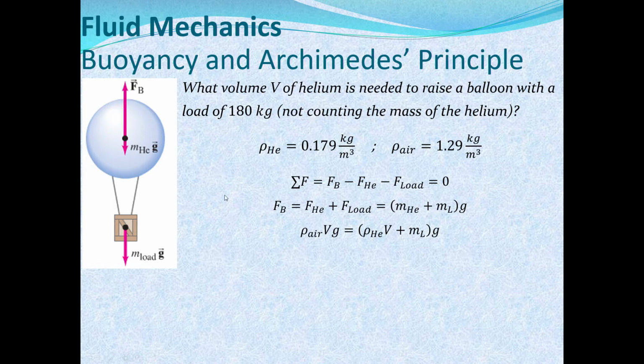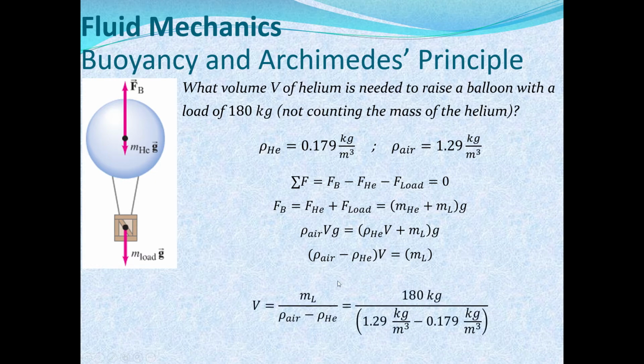All right. Since I'm looking for V, I want to bring this to the other side. There's a g on both sides, so I can just drop them. Then I subtract the rho V over to here. There's a V on both, so I can pull it out. Now I just need to get the volume by itself, so I can divide the density over to here, plug my numbers in, and end up getting that the volume is going to be 160 meters cubed.